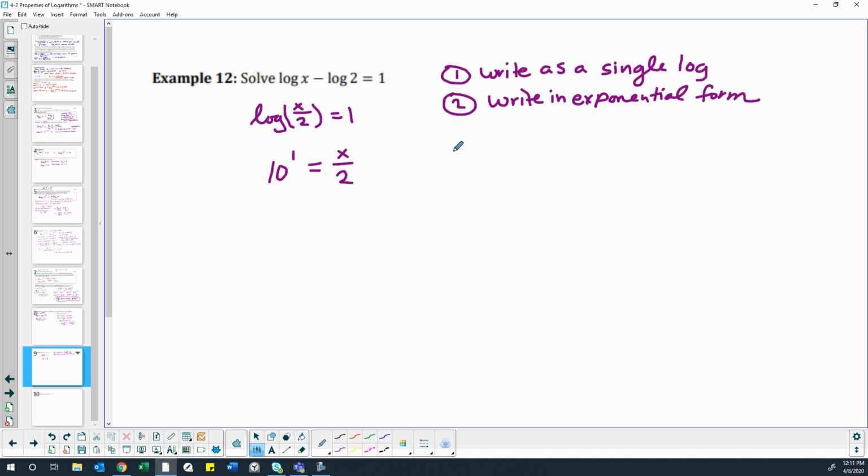All we have to do is cross multiply, and we end up figuring out that x must equal 20.